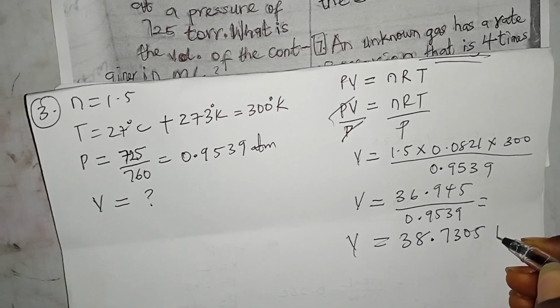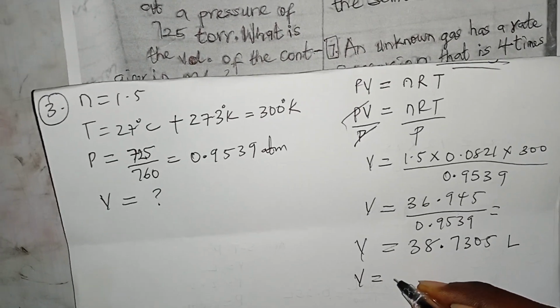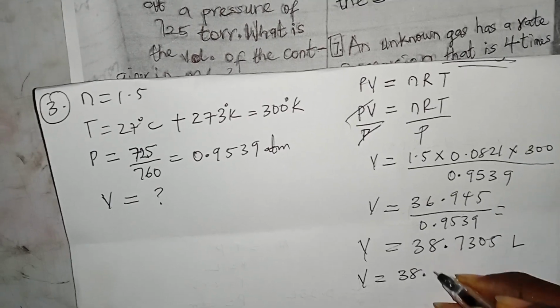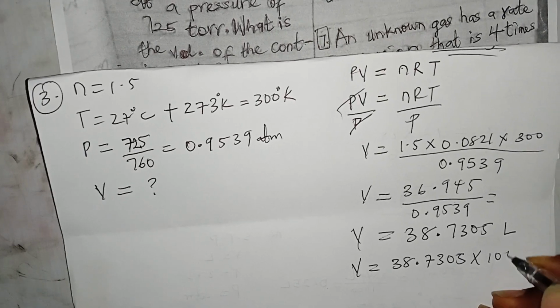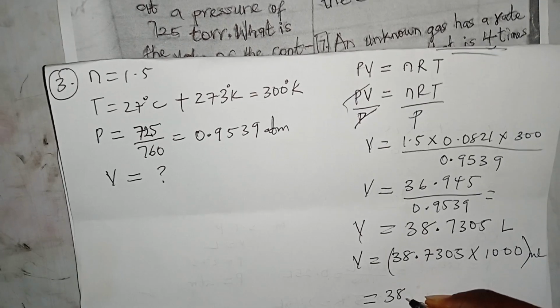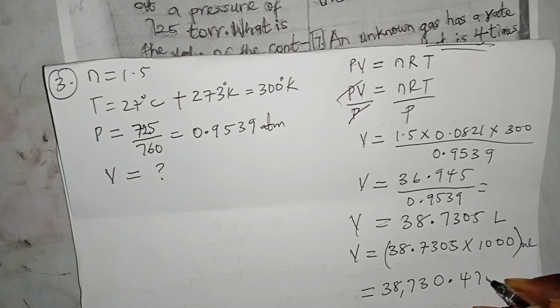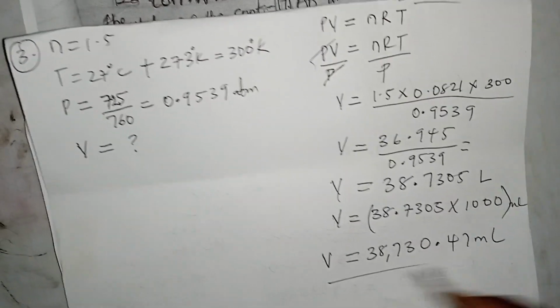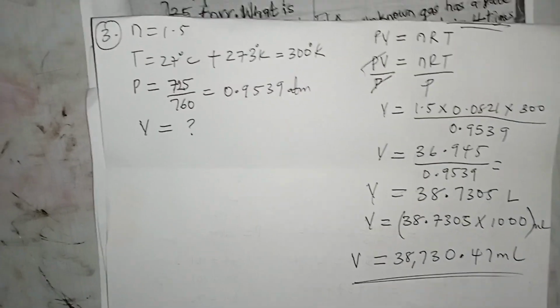But you know that whenever we do our mathematical calculations of PV equals nRT, whatever you get for volume is in liter, but they say we should leave our answer in milliliter. So to get it in milliliter is the same thing as saying 38.7305 times 1000. So when you punch it, you have 38,730.47 milliliter. So this is our volume. So taking time to analyze what we've done so far, so good.